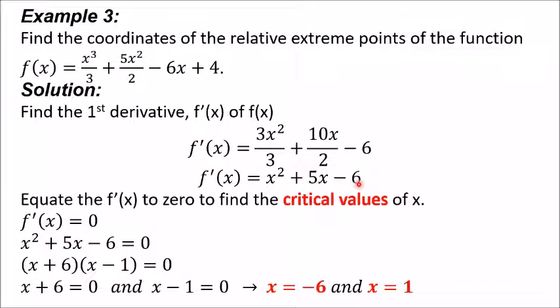The first derivative. Second step natin, of course, i-equate natin itong first derivative to 0 para makita or mahanap yung critical values ng x. Because these critical values will give us the critical points of the function. So, equate natin yan, f prime of x equals 0. And then, f prime of x is this one, x squared plus 5x minus 6 equals 0. Then, solve for x. Okay, so, balikan nyo naman yung mga technique nyo paano mag-solve ng x. Using factoring, completing the square, etc.